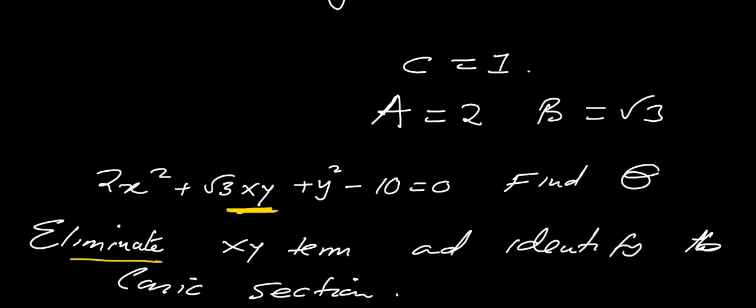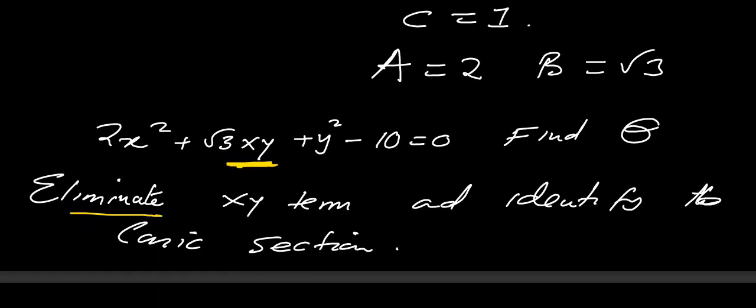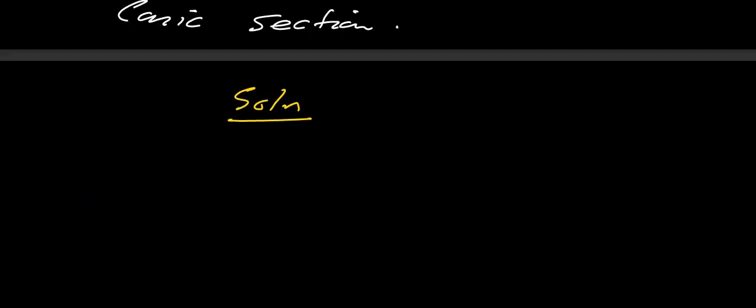So you look at the question. Here we want to eliminate this term, then identify the conic section. We can do that before we even eliminate, using the discriminant, but we won't do that. We'll just use the discriminant to verify what we're going to get. We have identified our A to be 2, our B to be root 3, and our C to be that. So we can get the angle first. That's the first thing we're going to do: get the angle of rotation.